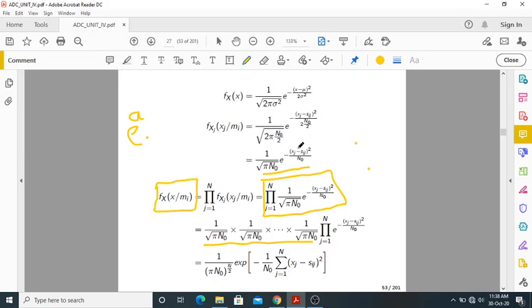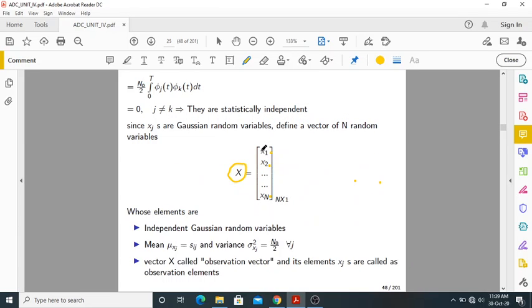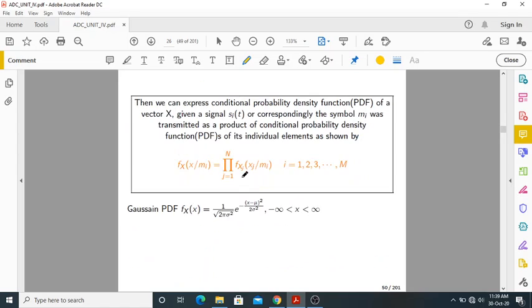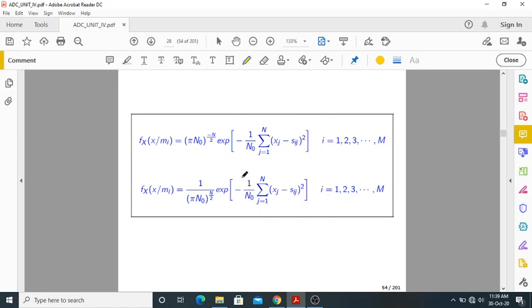You just multiply this n times by varying j equal to 1 to n, which means we are multiplying x1 given Mi, x2 given Mi, x3 given Mi, so on, xn given Mi. What are x1, x2, xn? They are elements of vector capital X. Now, this is finally the conditional PDF of x given Mi. So this is one form: pi n naught whole power minus n by 2, or you can also write like this.